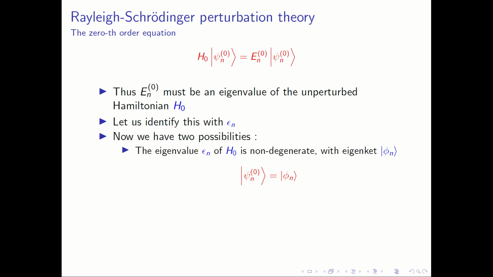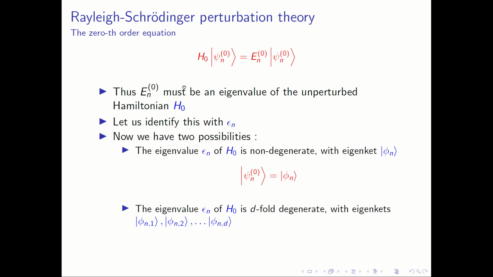Of course, it could be that epsilon n is not non-degenerate, it is actually d-fold degenerate, where d is an integer more than 1. And let us say the corresponding eigenkets are phi n1, phi n2, phi n3 up to phi nd. Then this equation with En0 equal to epsilon n cannot really tell me what psi 0 is. All it can tell me is that the ket psi 0 has to be some combination of phi n1, phi n2, phi n3 up to phi nd with possibly complex valued coefficients C1, C2 up to Cd, which we do not know as yet. At least the 0th order perturbation equation will not tell you what these coefficients C1, C2, Cd are.